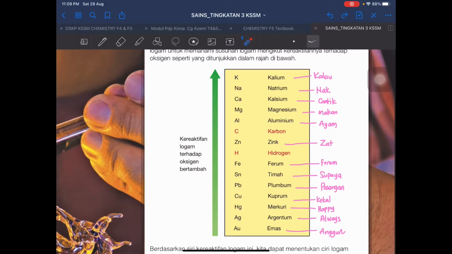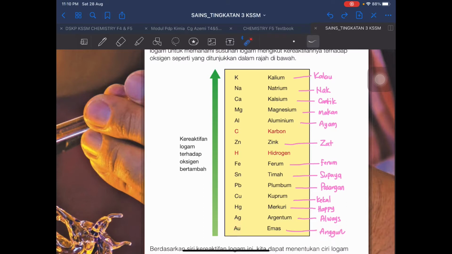Di atas tu, cantik is for the Ca. Ca is the symbol for calcium. This one, kekal. Kekal is for cuprum. So the symbol for cuprum is Cu. If you have your own acronym, please do so. Please remember it your way. No problem. Happy. Why I use happy? Because the symbol for mercury is Hg. Okay. And then always is for argentum. Anggun is for aurum. Why I use anggun? Because there's an A and there's a U here for aurum.